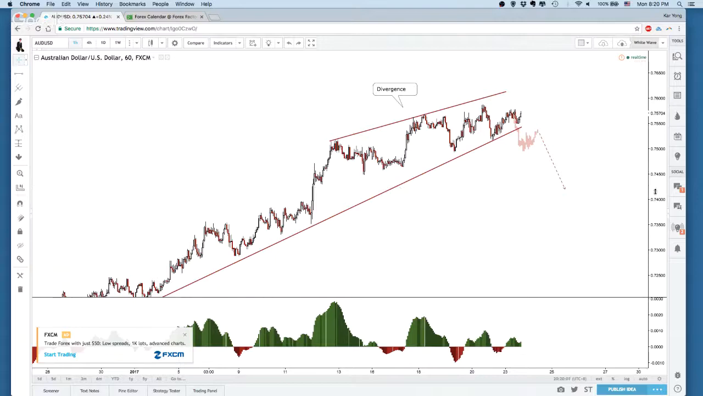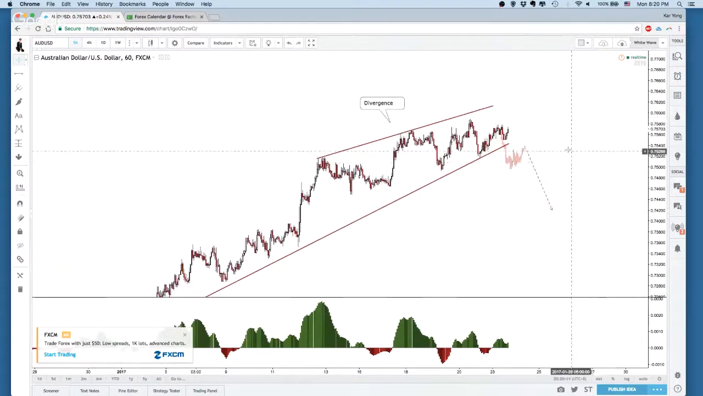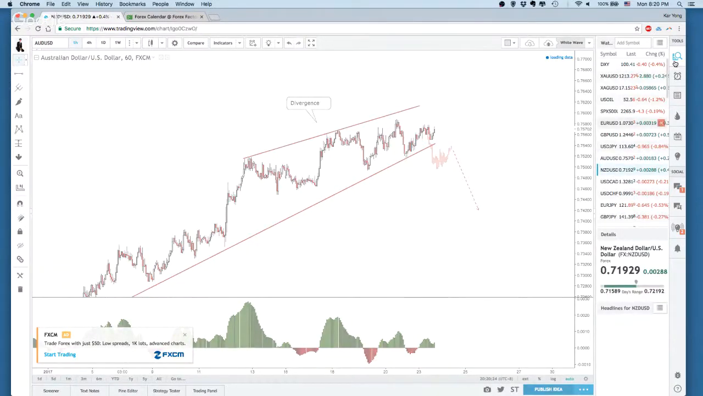So for Aussie dollar this week, we are monitoring closely, but not to take trades. We are monitoring whether this break will come this week. If this break comes this week, next week we have a very good opportunity to look for a short.